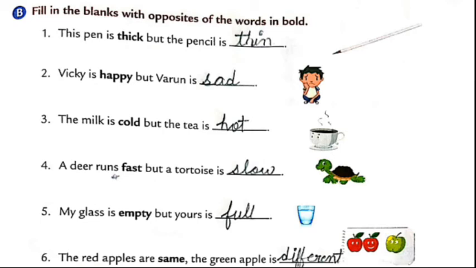Similarly, number 2, you can see in the bold words, happy is there. Opposite of happy is sad. Likewise, third, the milk is cold but the tea is hot. Here we have written the opposite of cold, and the opposite of cold is hot.